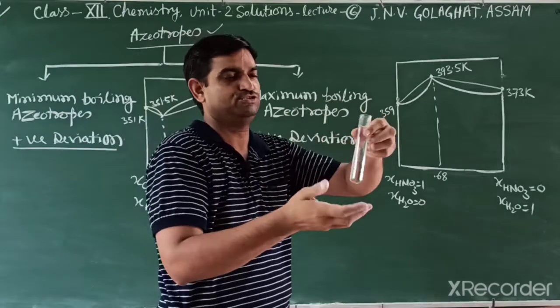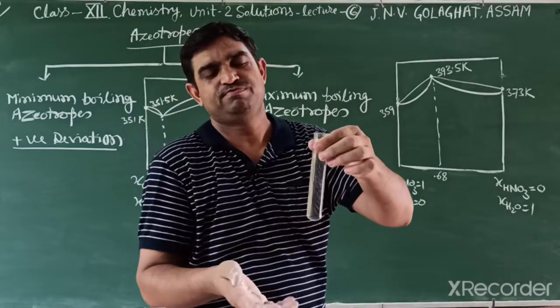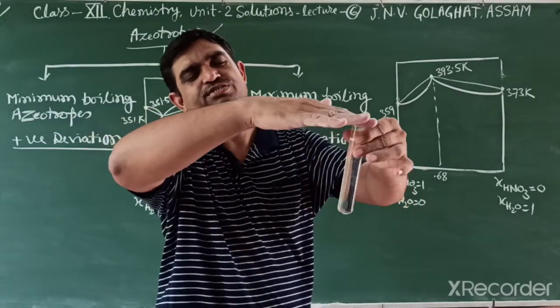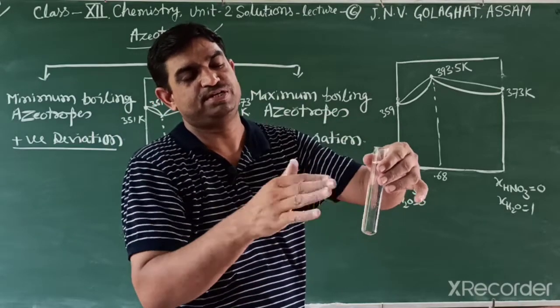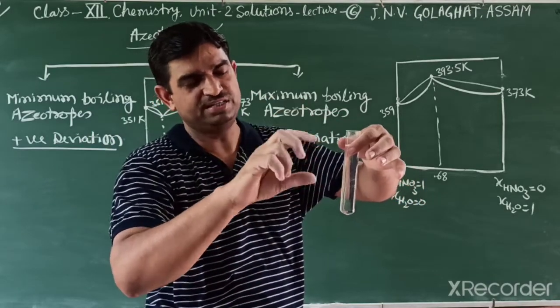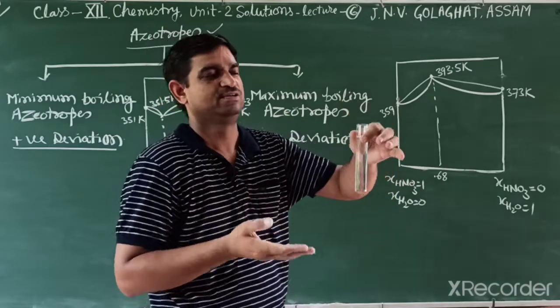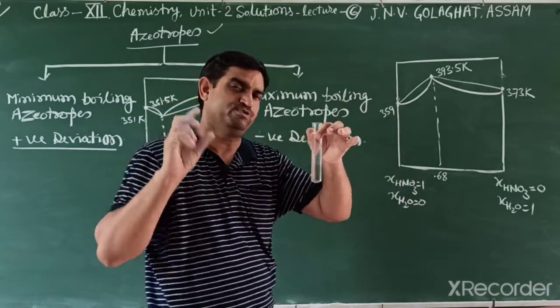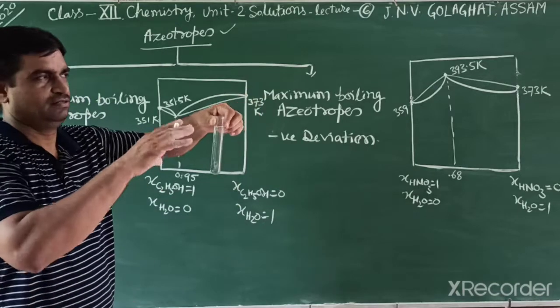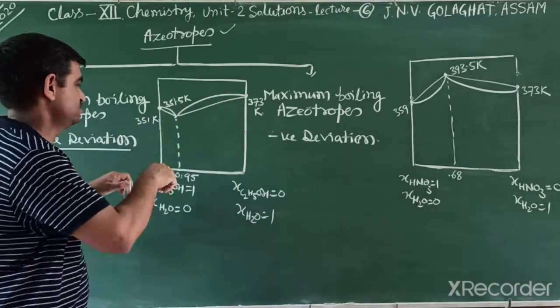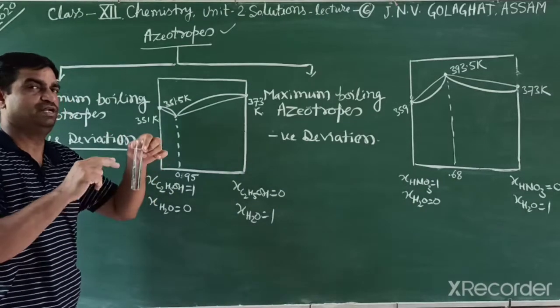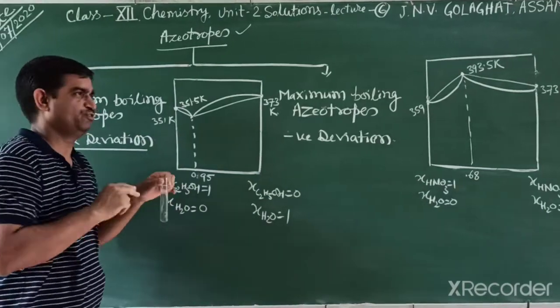But in this solution, when we heat it, when we close the system, what happens? The vapor pressure increases. For a binary mixture like ethanol and water, when we heat it, at a point there is a fixed composition, at 95% ethanol and 5% water.